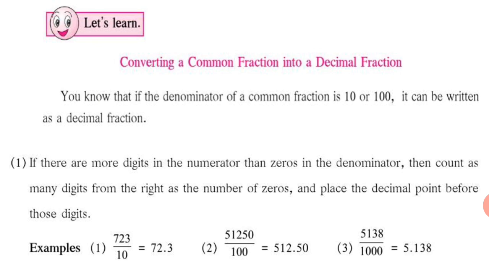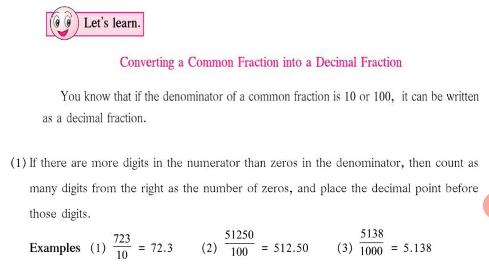You have converted it into a decimal fraction. So to convert a common fraction into a decimal fraction, there should be 10, 100, 1000 like these numbers in the denominator. Okay, let's have a look at second example. 51250 upon 100. Now how many zeros in the denominator? 2 zeros. So write the numerator and then count 2 places from right, from the back side. Okay, count 2 places because there are 2 zeros and place the decimal point. So your answer will be 512.50.